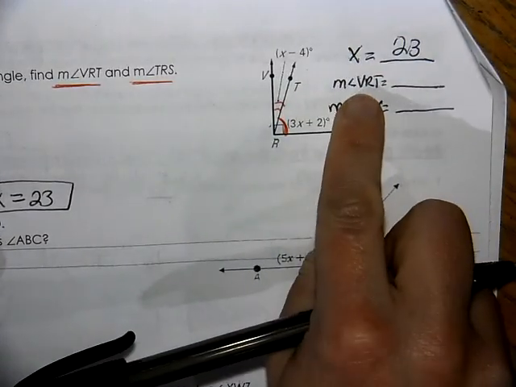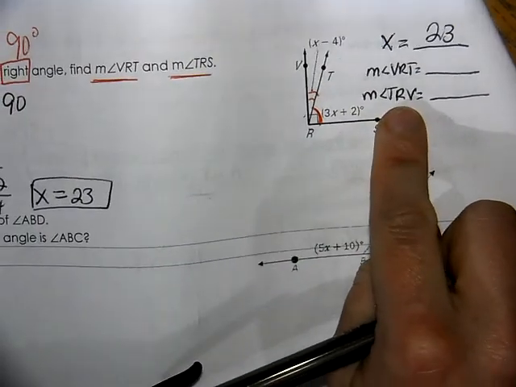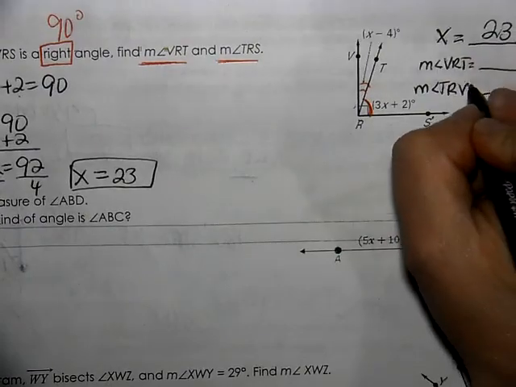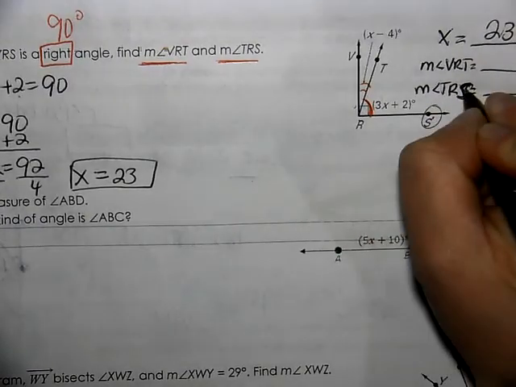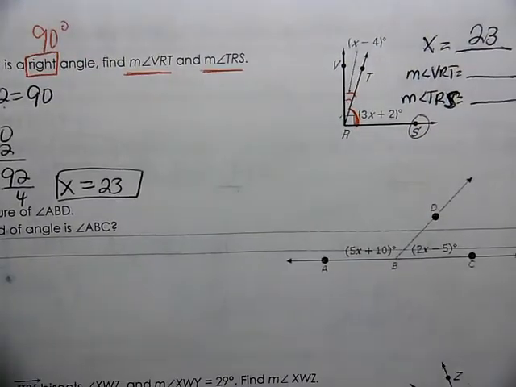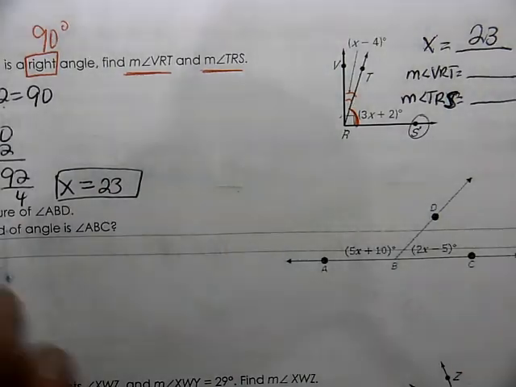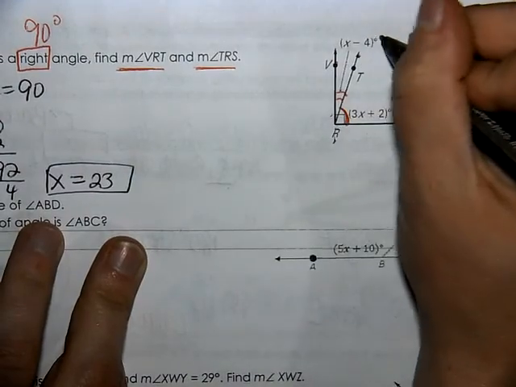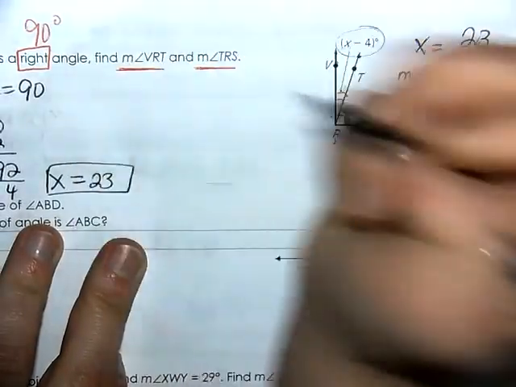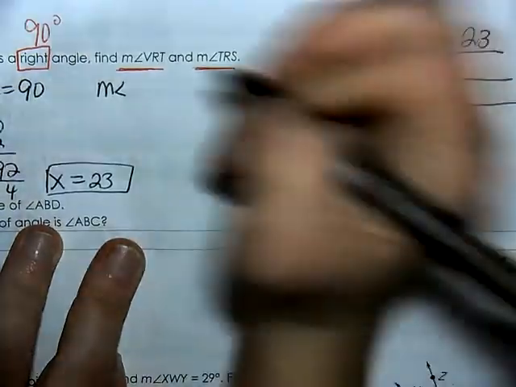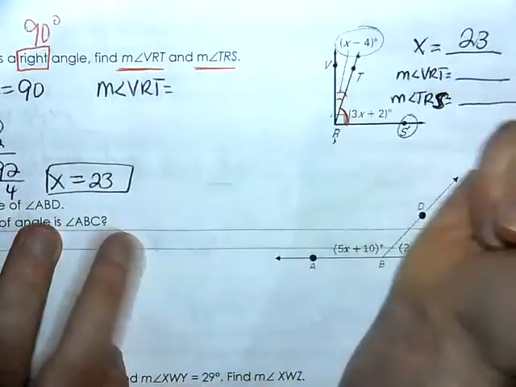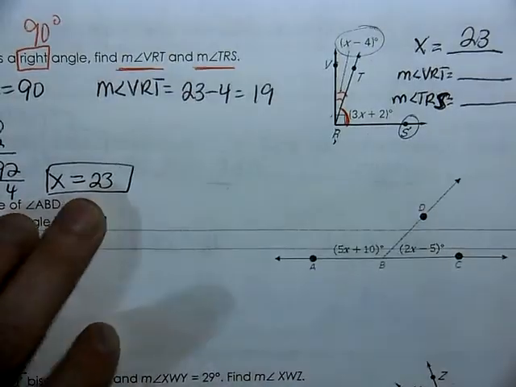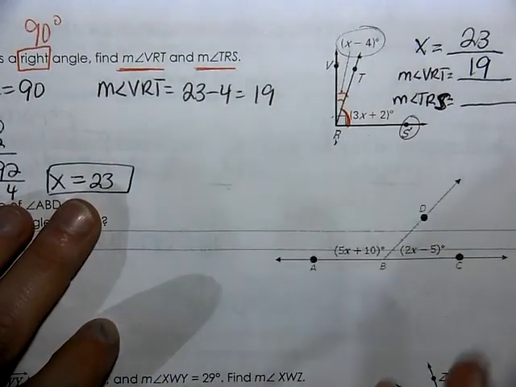I am now going to find the measure of angle VRT and the measure of angle TRS. I'm sorry, not V, this is S. Sorry guys, that's an S right there. TRS, there we go. So let's find VRT first. So V to R to T is x minus 4. So the measure of angle VRT is going to be equal to 23 minus 4, which is 19. So I'm going to put 19 right here.